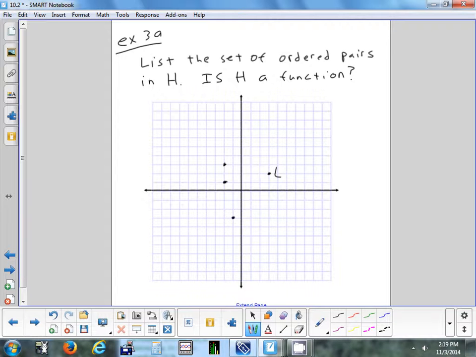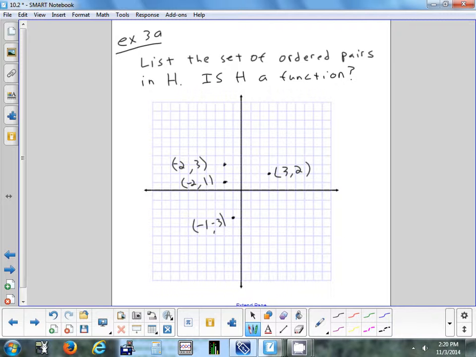The one in quadrant 1. 3, 2. Good. What's the higher point in quadrant 2? Negative 2, and then up 3. How about the one below it? Negative 2, positive 1. Good. And the one down in the bottom left. Good. Negative 1, negative 3.